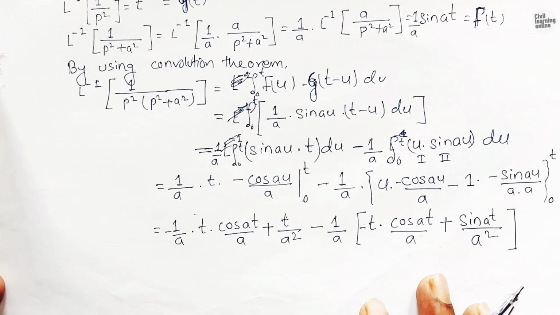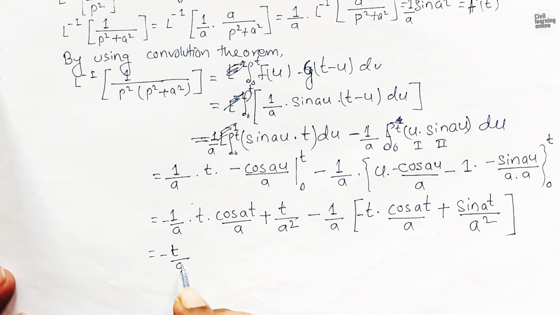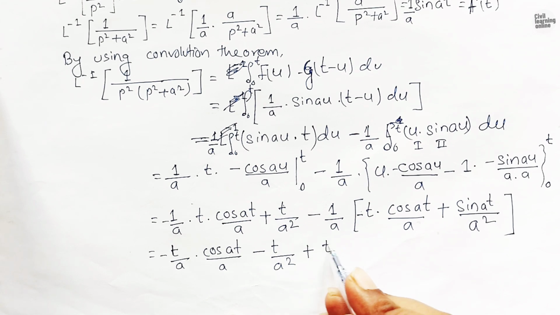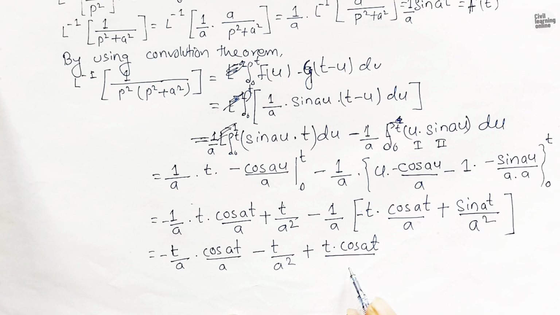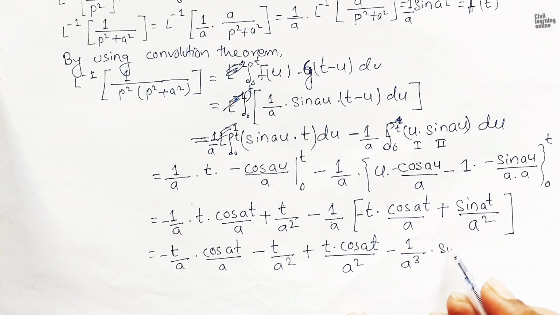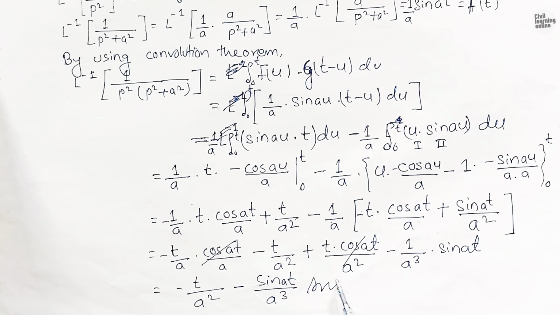Now do some basic calculation here. So we have here minus t by a times cos a t upon a minus t by a square, and this minus will get plus t times cos a t upon a square minus 1 upon a cube times sine a t, and this portion cancelled out, they are carrying different signs. So finally we will have minus t upon a square minus sine a t upon a cube as the final answer.